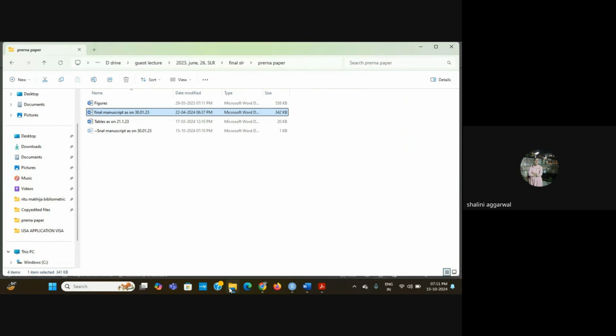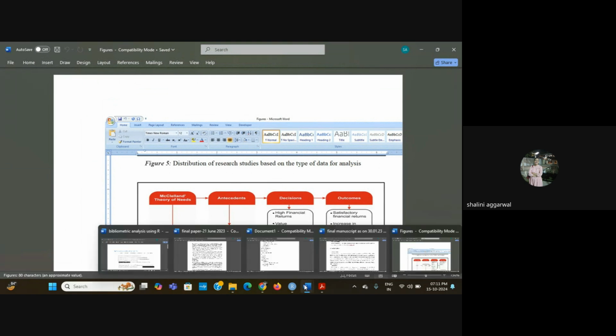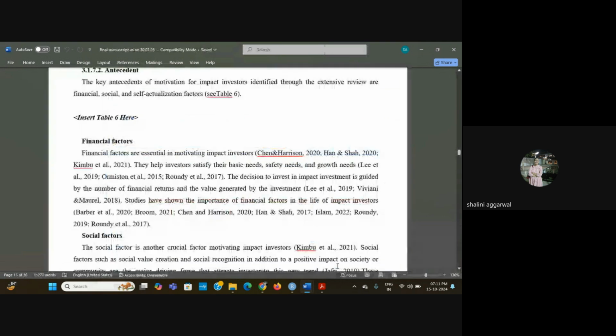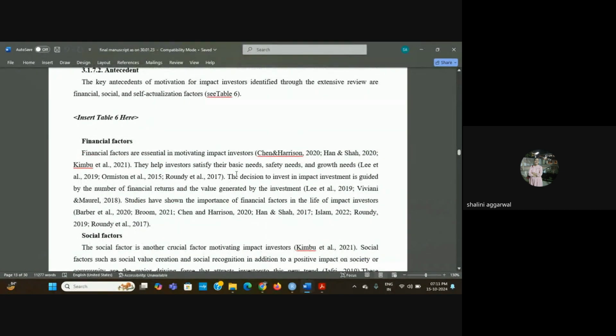Let me open this file once again. So this is the antecedents, right? So how do we write this into the paper? You write about the antecedent. The first antecedent is the financial factor, the second is the social factor, and the third is self-actualization. I have mentioned this over here, and try to put in the latest in-text citation.